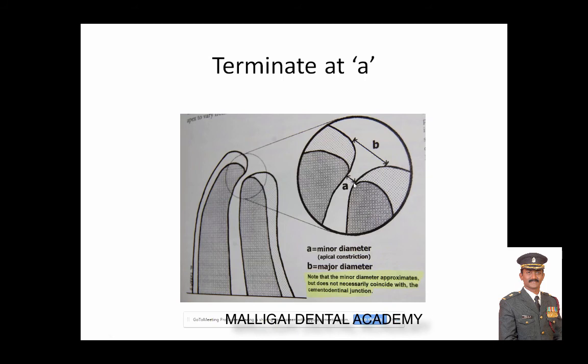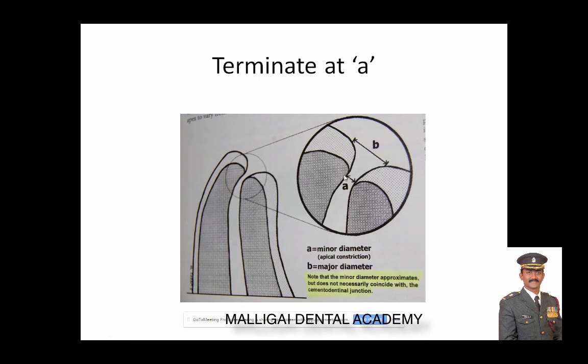But the apex locator is a device which will help you to record point A to an accuracy of 98%. The point A is the point of narrowest diameter in the entire root canal system called the apical constriction, and this is the point at which all your rotary protocol or rotary shaping procedures and obturation should terminate. My recommendation, invest in an apex locator which is the only device to record point A, such that you do not overwear your canals with your rotary files.